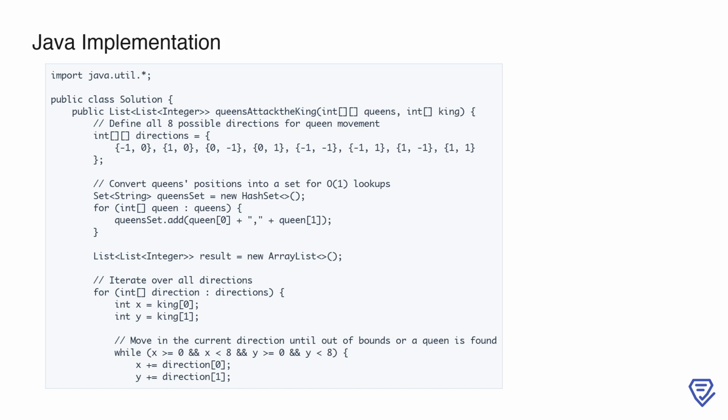Next, we convert the positions of all queens into a set. Using a set allows us to perform constant-time lookups to quickly check if a position is occupied by a queen. This is achieved by iterating through the queens array and storing each queen's position as a string in the format row column. After initializing the set, we create a list called result to store the positions of queens that can attack the king. Finally, we start iterating over each direction to explore possible movements from the king's position.